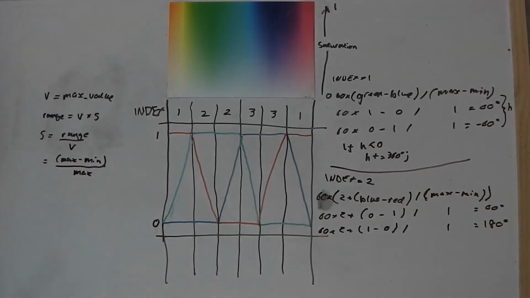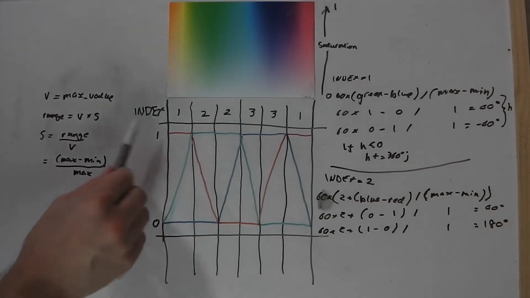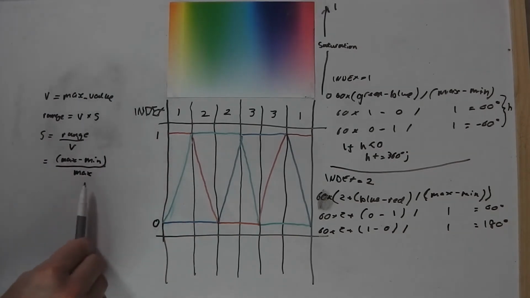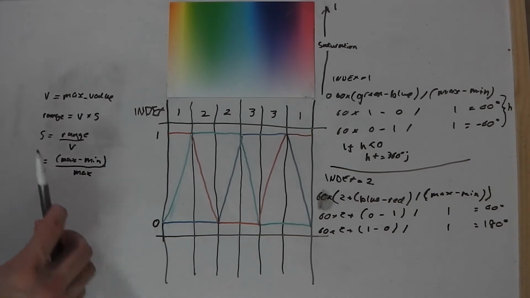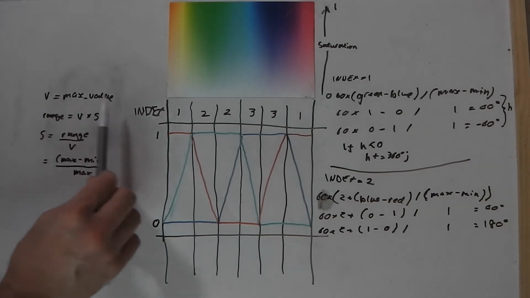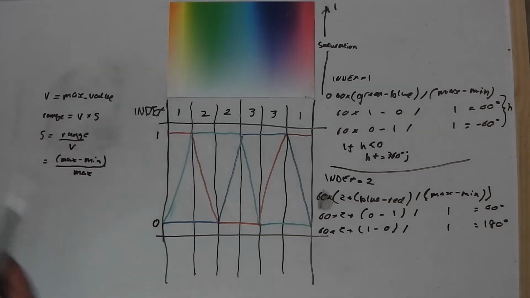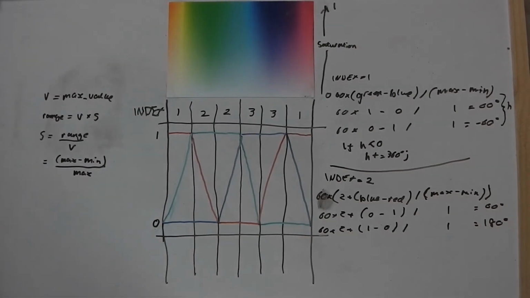Okay, so we can calculate the saturation as simply being the difference between the maximum and minimum values of our RGB color divided by the maximum, and we can calculate the V, the value, as simply being the maximum value. And that's it. That gives us all of the components that we need for HSV. Now, if anything about that isn't clear, I think it will become clear when we go to look at the code in just a moment. So I suggest we go and do that now.